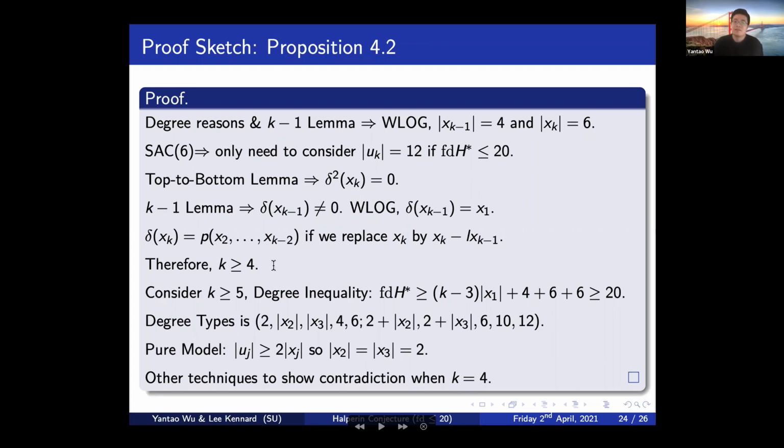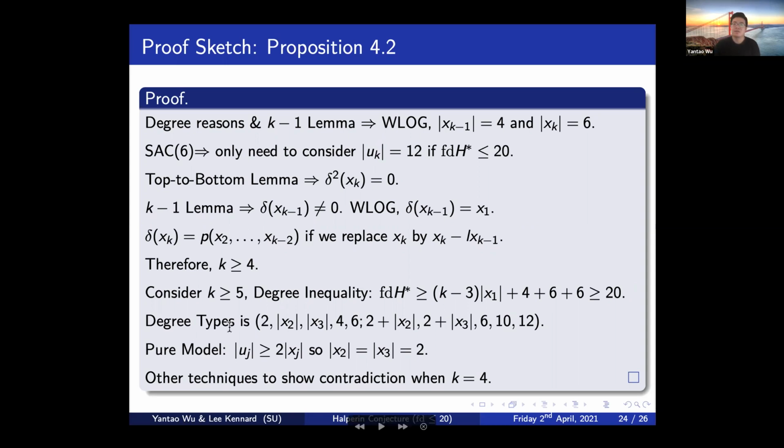The conclusion is that k must be bounded below by 4, because if it's smaller than 4, this polynomial must be 0. And the k minus 1 lemma says that the derivation itself must be trivial. We cannot have this happen. So we have two possibilities. First, if k is greater than or equal to 5, then we use the degree inequality to do some computation. And it turns out that the formal dimension is at least 20. Since we only need to consider formal dimension at most 20, we take equality everywhere.